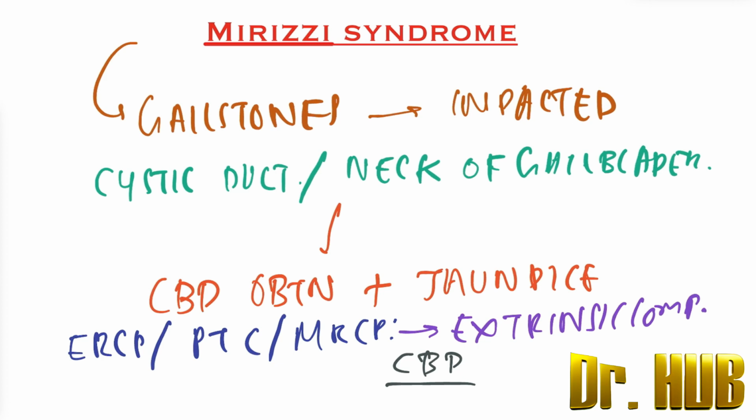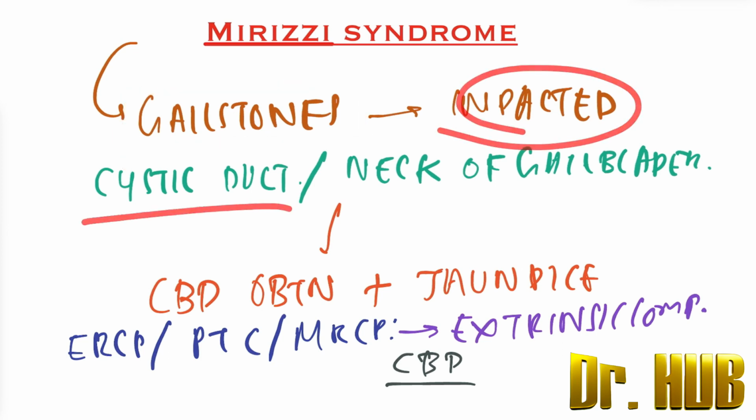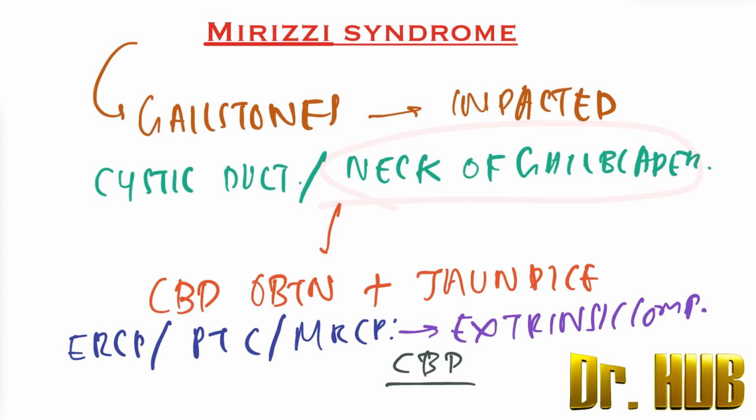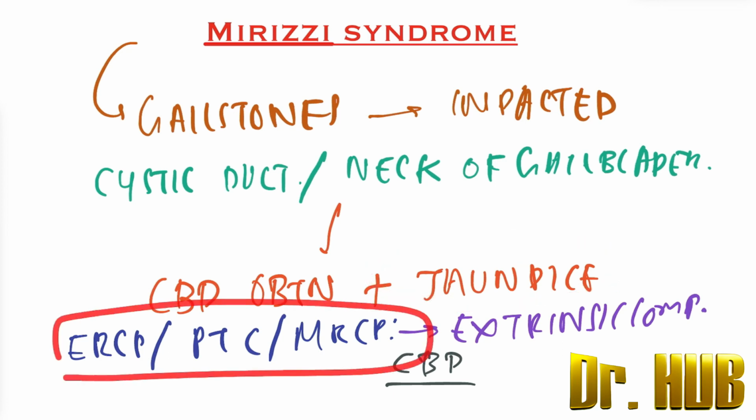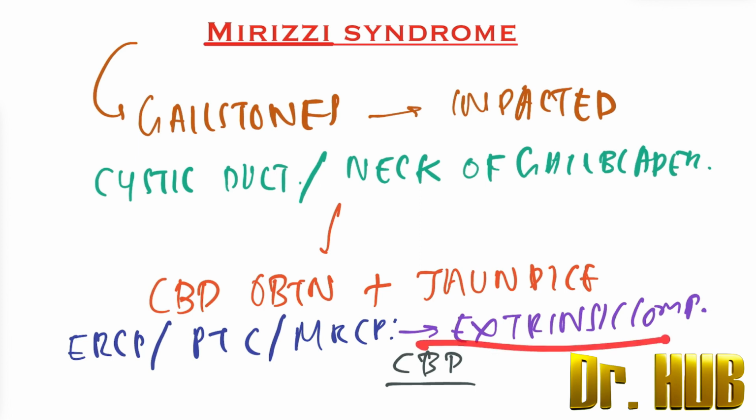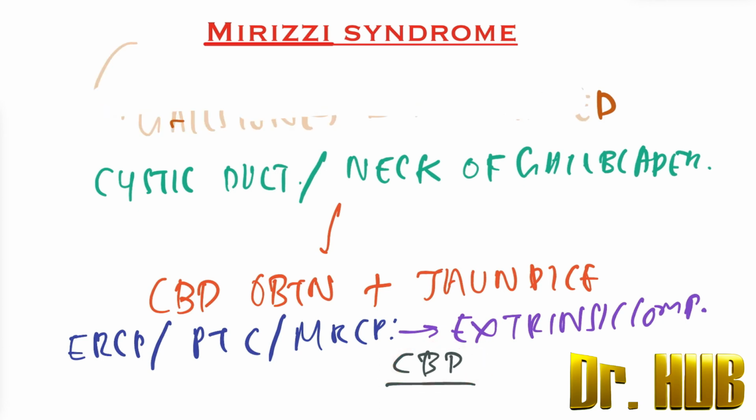So let's recap what we did here. We saw Mirizzi syndrome. Here, the gallstone gets impacted in the cystic duct or the neck of the gallbladder. This leads to CBD, common bile duct, obstruction, as well as the presence of jaundice. The modalities are ERCP, PTC and MRCP. They show extrinsic compression of the CBD. So these features can be seen.